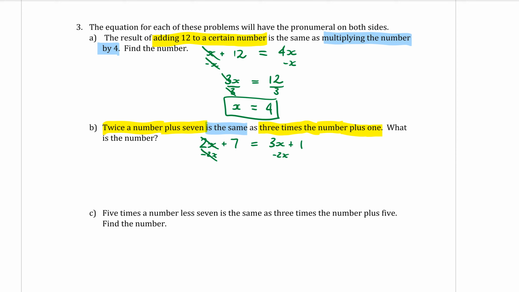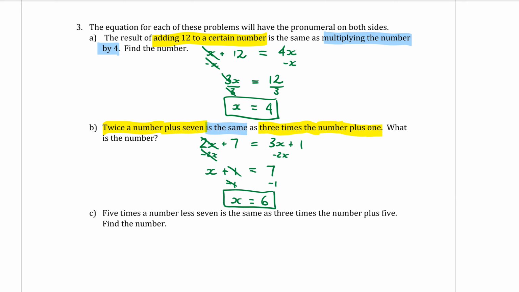3x take away 2x is? 3 take away 2 is? 1, or just x. Yes. And I also have the plus 1. And the 7 is now going to be on the right-hand side, so I'm switching sides. There is this number 1 here to get rid of. What do I do? Minus 1. Yes, minus 1. So x is equal to 6.